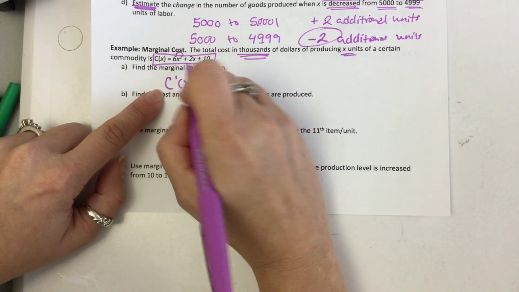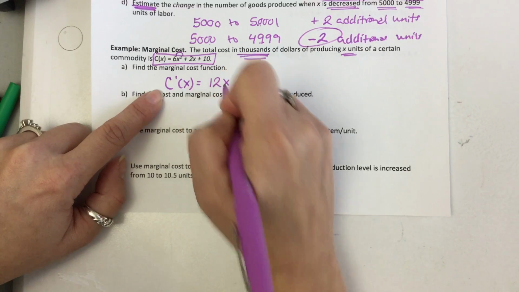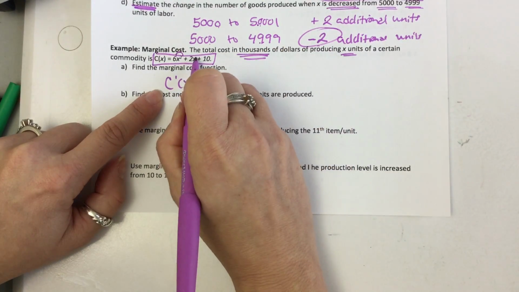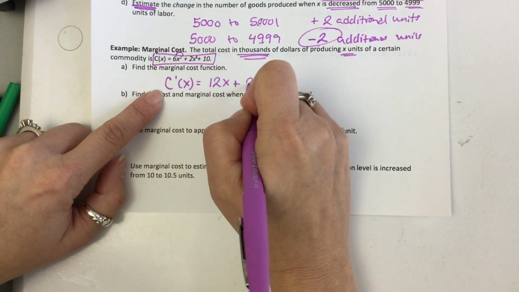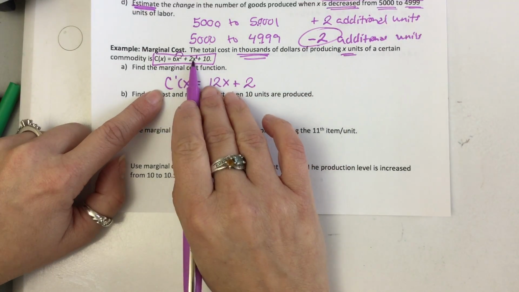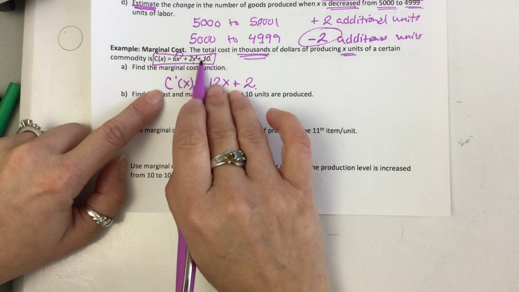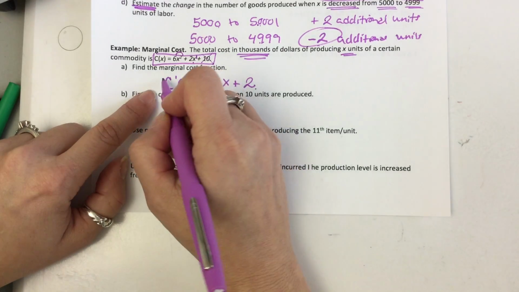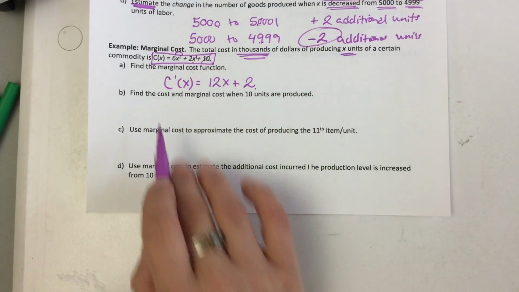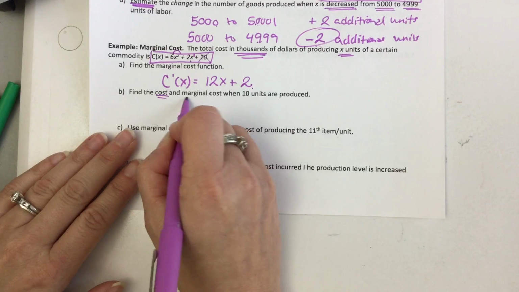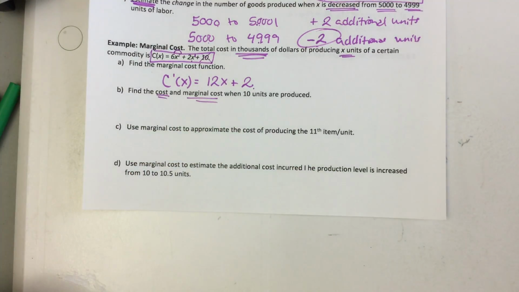6 times 2 is 12. I would still have 1x plus, this is a 1. 1 times 2 is 2. There was only 1x, so when I reduce it, it's gone. The derivative of a 10 is 0. So here is the marginal cost function. Find the cost and the marginal cost when 10 units are produced.